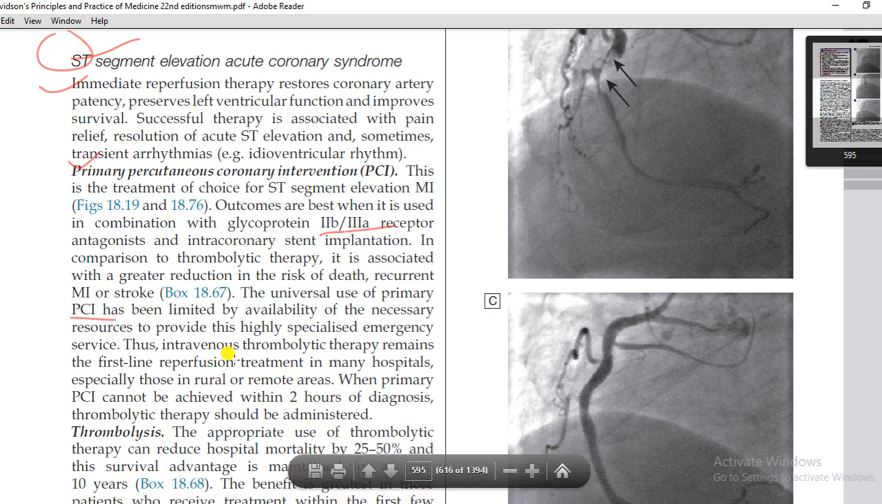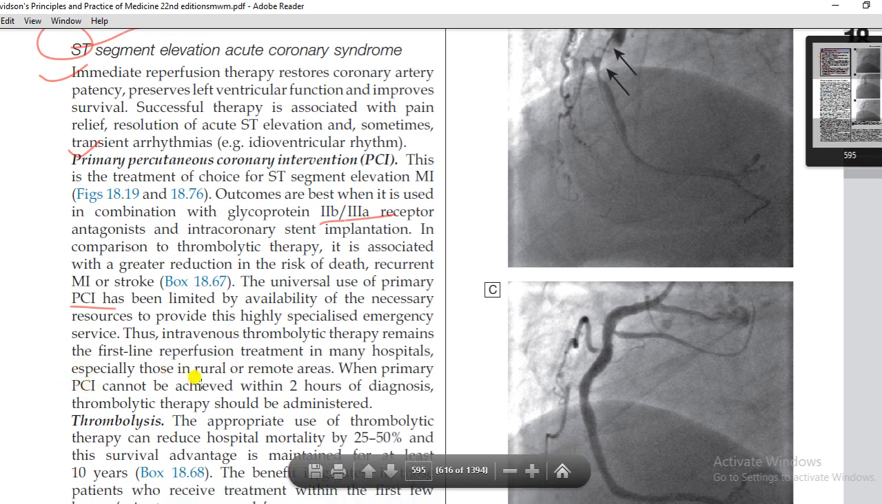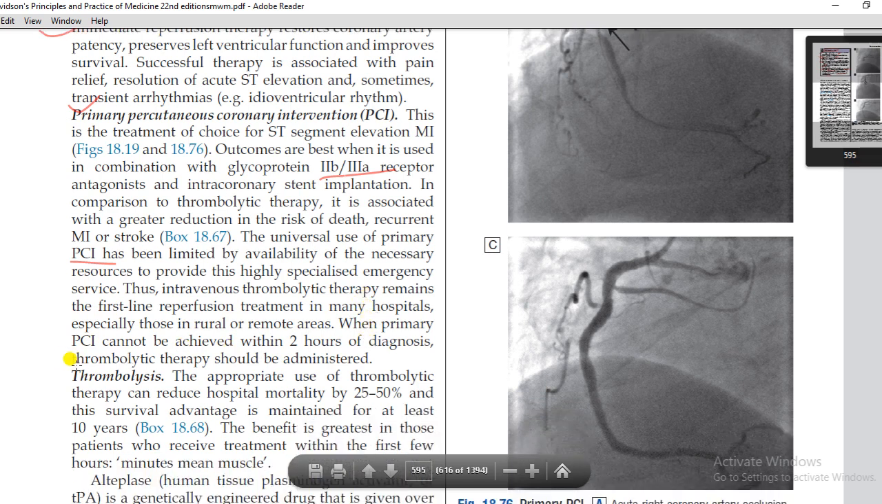Thus, intravenous thrombolytic therapy remains the first-line reperfusion treatment in many hospitals, especially those in rural remote areas. When primary percutaneous intervention cannot be achieved within 2 hours of diagnosis, thrombolytic therapy should be administered. So, what is thrombolytic therapy? The appropriate use of thrombolytic therapy can reduce hospital mortality by 25 to 50%.